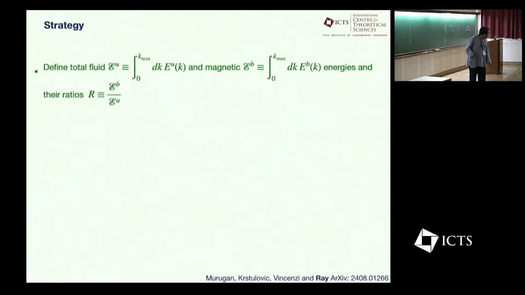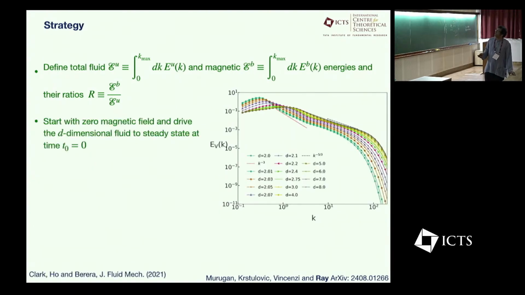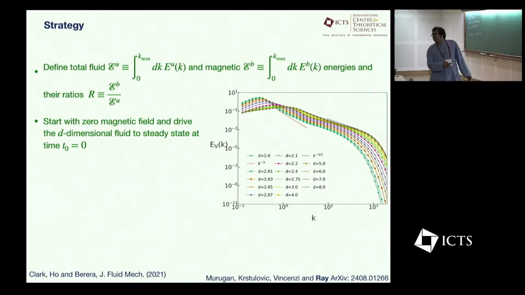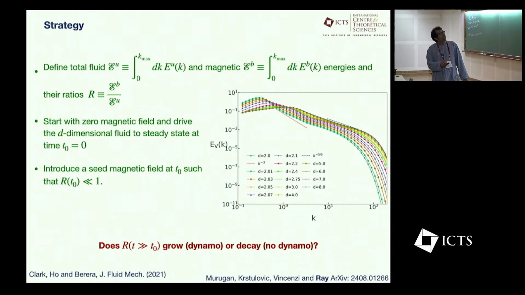So what's the strategy? The strategy is the following. We will define the total energy, which is just the integral of these spectral correlators, and we are going to look at the ratio of the magnetic and fluid energy. Then we will begin with a zero magnetic field. We drive the fluid to steady state, so you end up getting the spectrum, depending on which dimension you are, it's either -3 or -5/3. And then at some T0, which we now set at 0, we are going to seed this flow with a tiny magnetic perturbation. And we are going to see whether this ratio grows or decays.